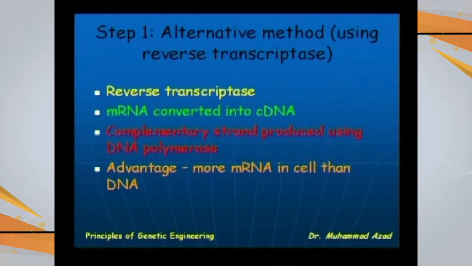Another alternative method of isolation of a gene is using the enzyme reverse transcriptase. mRNA is converted into copy DNA, and the complementary strand is produced using DNA polymerase. The advantage is that there is more RNA in a cell than DNA.